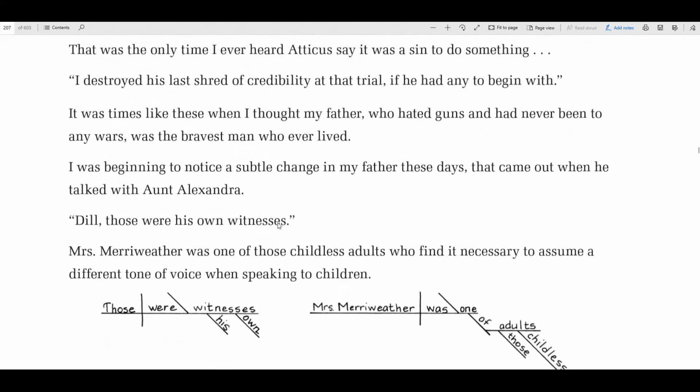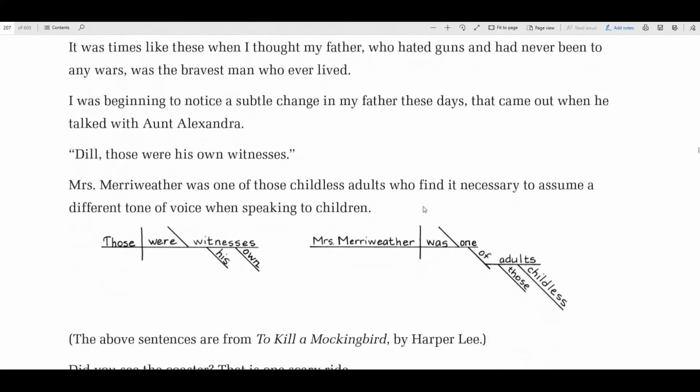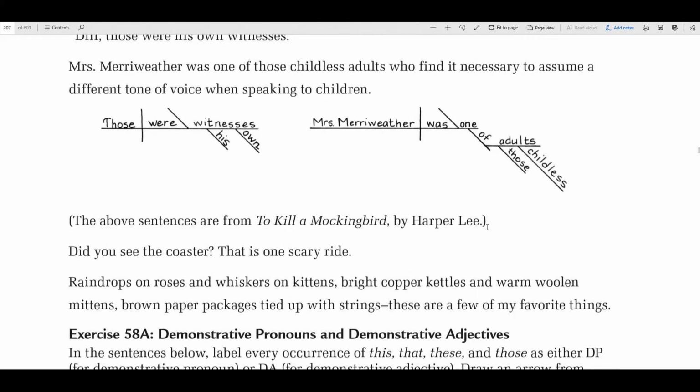All right, so let's go down here. Now, just FYI, these quotes are from To Kill a Mockingbird. And this is just showing how they've diagrammed them. No different. They're just pronouns. Okay.